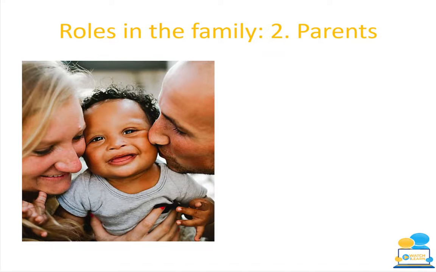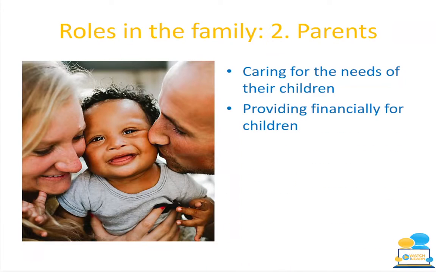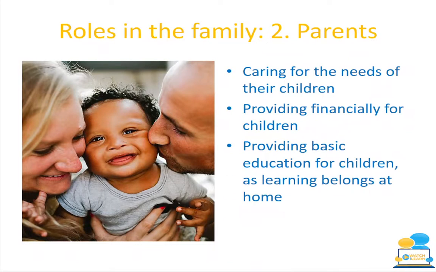So roles in the family, part 2, parents. What a parent does is they care for the needs of their child, okay? The physical, emotional, psychological, and educational needs of their child. They provide financially for children, which means that they can have toys, food, water, a safe home, school books, and clothes. They provide the basic needs in education, as all learning begins at home.